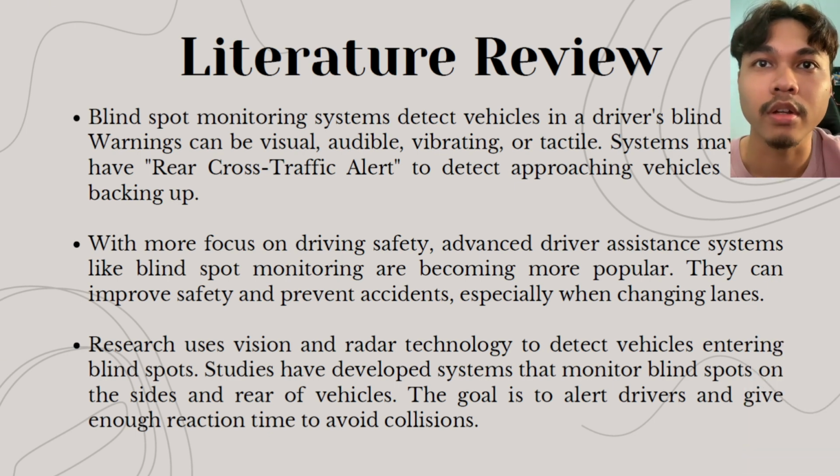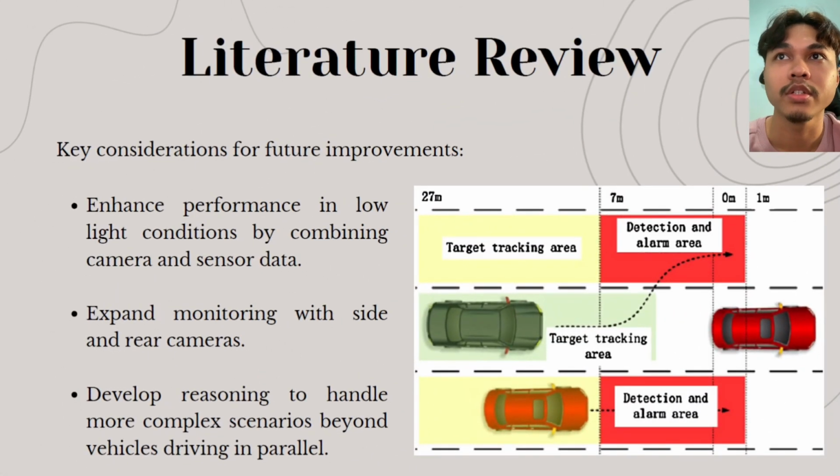Research uses vision and radar technology to detect vehicles entering the blind spot. Studies have developed systems that monitor blind spots on the side and rear of vehicles. The goal is to alert the driver and give enough reaction time to avoid collision. Key considerations for feature improvement: enhance performance in low light conditions by combining camera and sensor data. Expand monitoring with side and rear cameras or 360 cameras that are popular nowadays. Develop reasoning to handle more complex scenarios beyond vehicles driving in parallel.